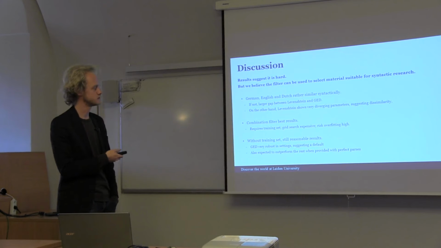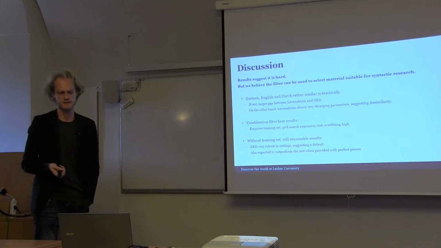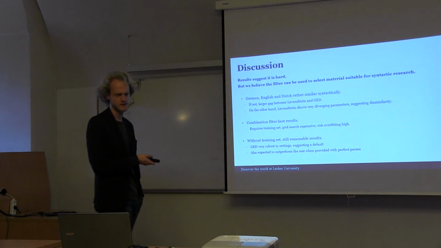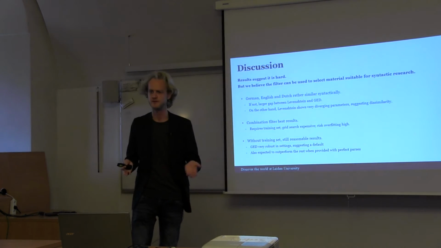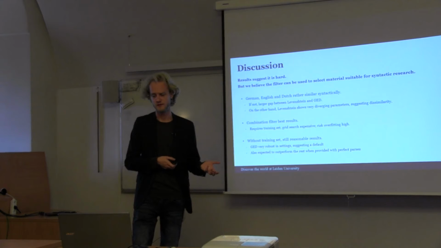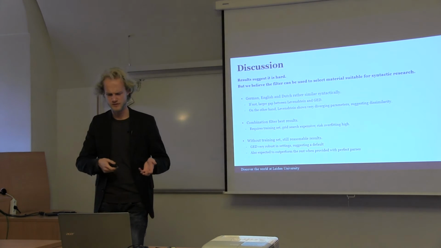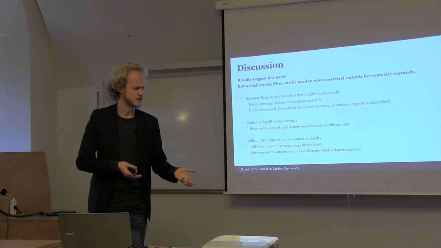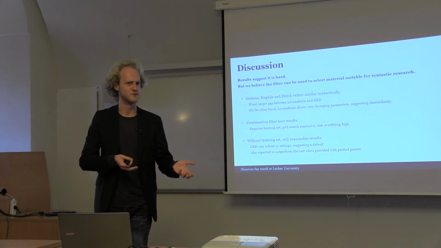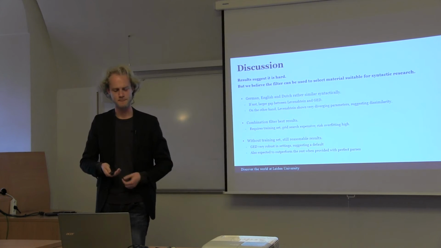But the results furthermore also suggest, which is funny to see, that German, English, and Dutch are rather similar syntactically, because if they were not, then there would have been a larger gap between the Levenshtein distance and the graph edit distance. And on the other hand, the Levenshtein distance shows very diverging parameters, suggesting dissimilarity, right? If they would have been completely the same, the parameters would have been the same, probably.